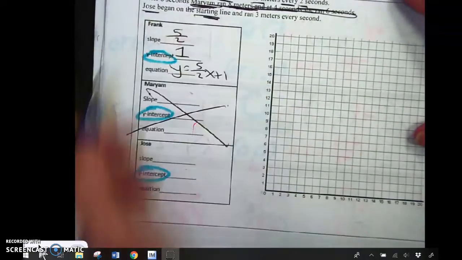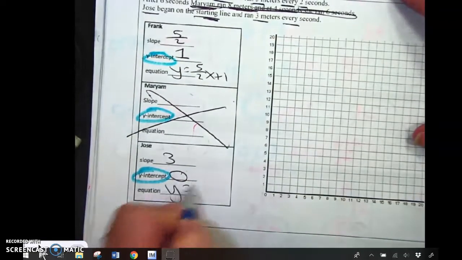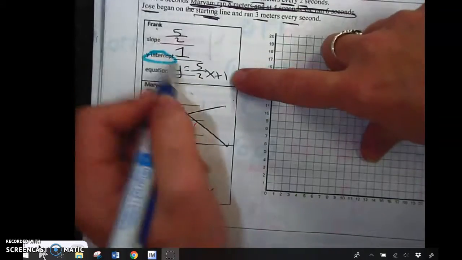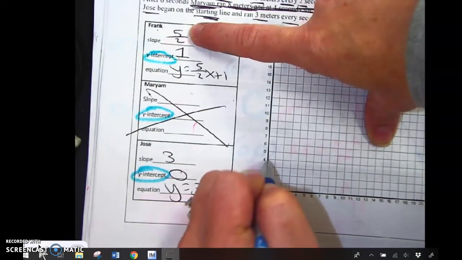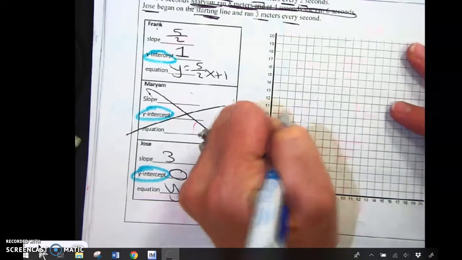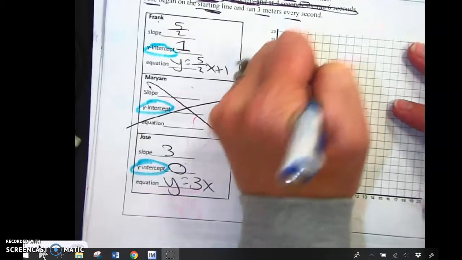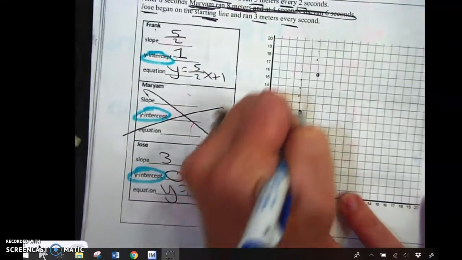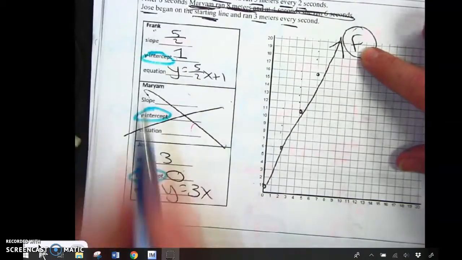Jose began at the start. And he ran 3 meters every second. y equals 3x. Okay? So Frank, start at 1. Then I go up 5, right 2, up 5, right 2, up 5, right 2, up 5, right 2. So I go like that. And I write F for Frank.